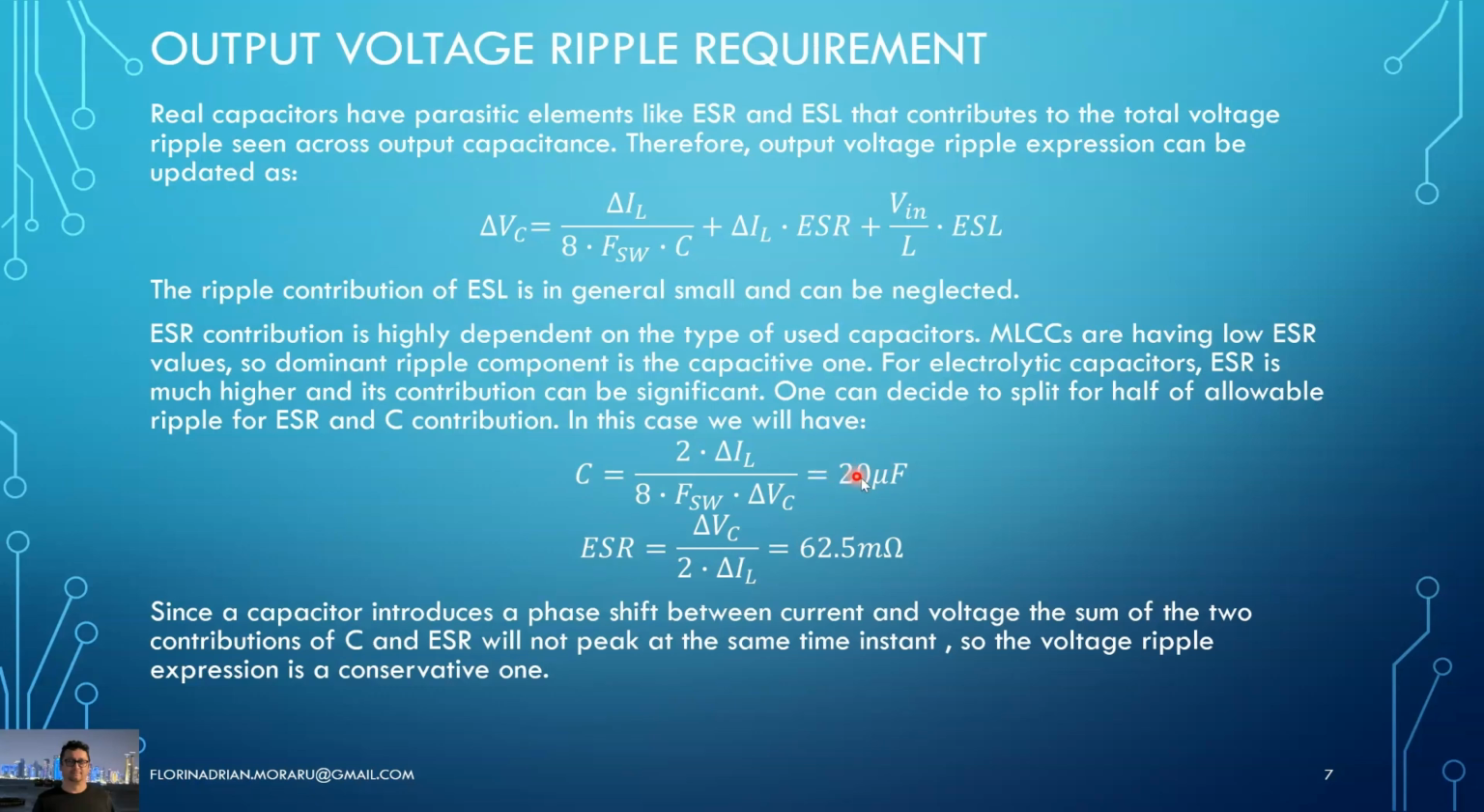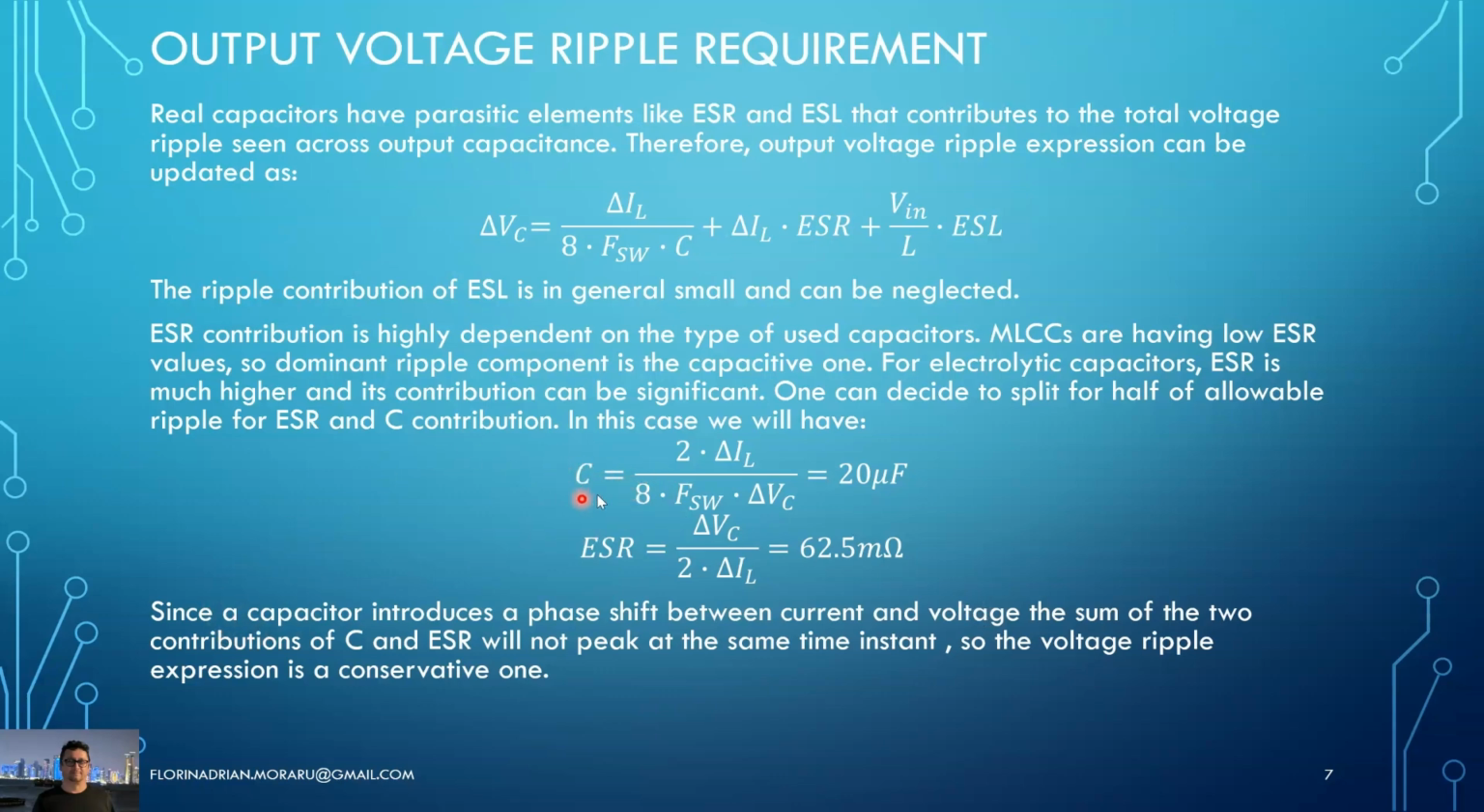So the needed capacitance will be twice, so we will need 20 microfarads, and the ESR needs to be 62.5 milliohms or smaller than that. So 62.5 milliohms will give us a peak-to-peak voltage ripple of 50 millivolts. Okay, so now it's clear.